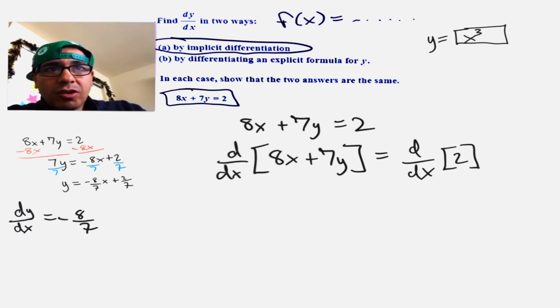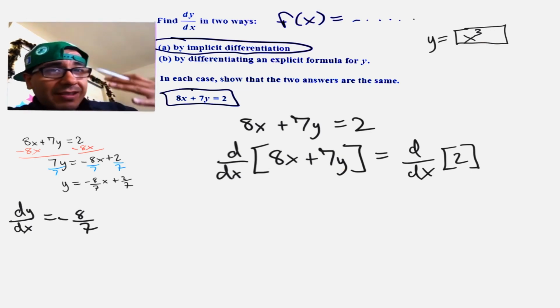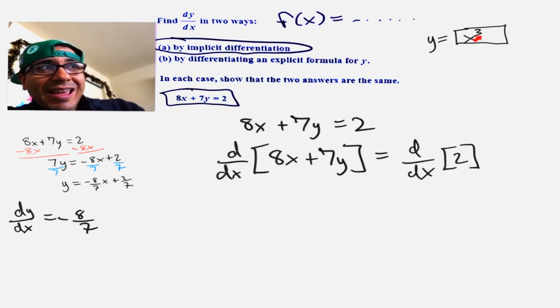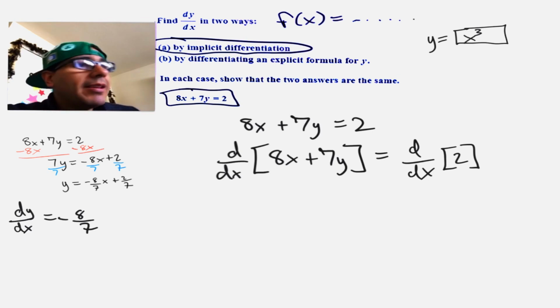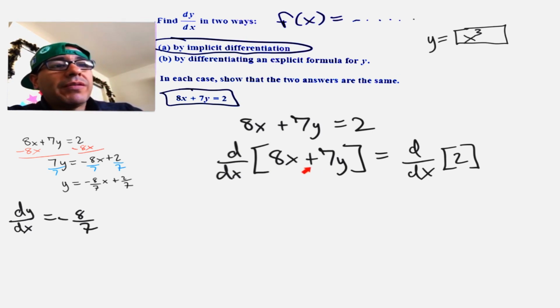I just want to show you the fact that on one side you're going to have y, and on the other side you're going to have x's. So whenever you see a y, just know in your head that it represents an equation that has the variable x on the other side there. So let's go ahead and take the derivative of this.